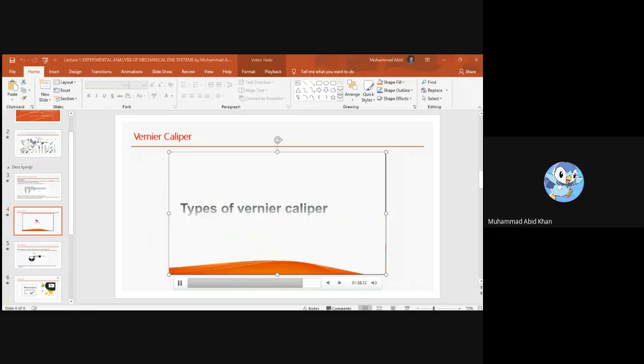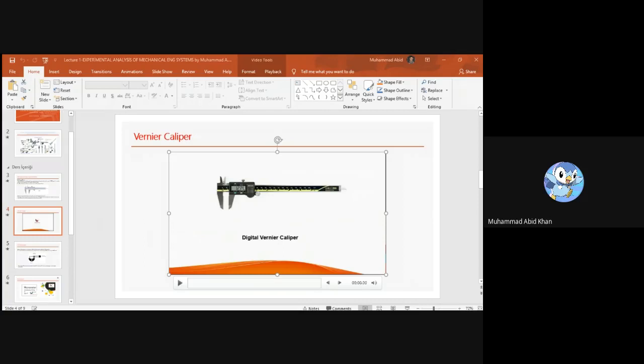And now let's have a look at the types of vernier caliper. Here we are discussing three types of vernier caliper. The first one is the analog vernier, the next is the dial vernier caliper, and the third is the digital vernier caliper.